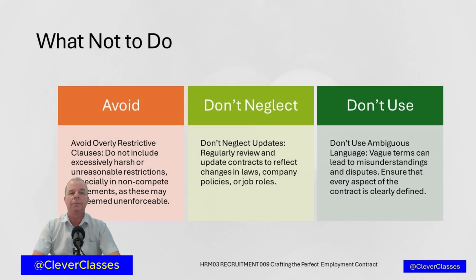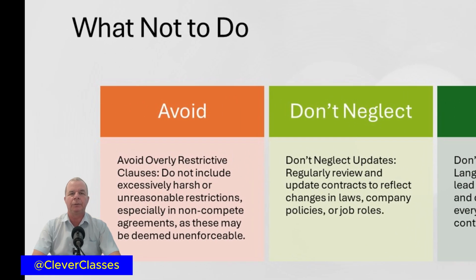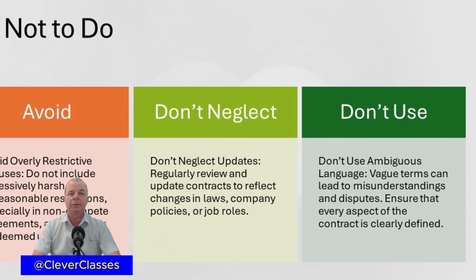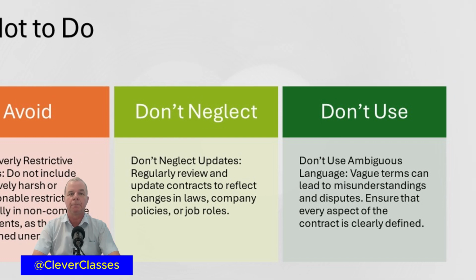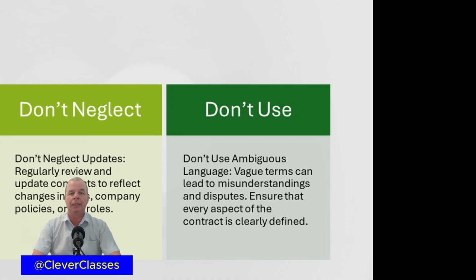What not to do. Avoid any overly restrictive clauses. Do not include excessively harsh or unreasonable restrictions, especially in non-compete agreements, as these may be deemed unenforceable. Don't neglect updates. Regularly review and update contracts to reflect changes in laws, company policies, or job roles. Don't use ambiguous language. Vague terms can lead to misunderstandings and disputes. Ensure that every aspect of the contract is clearly defined.